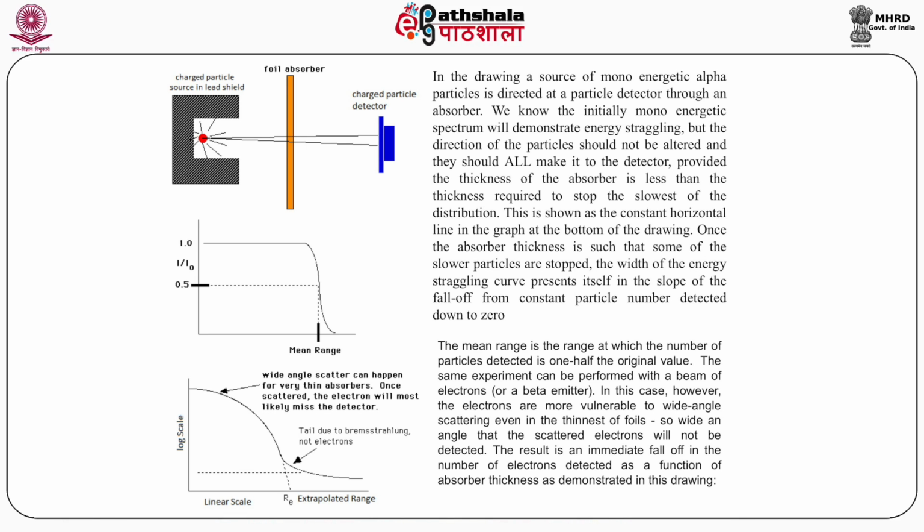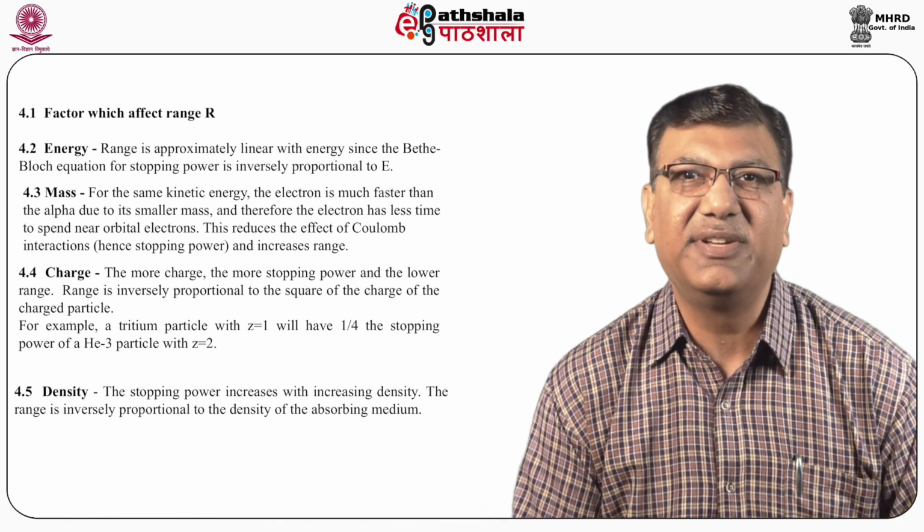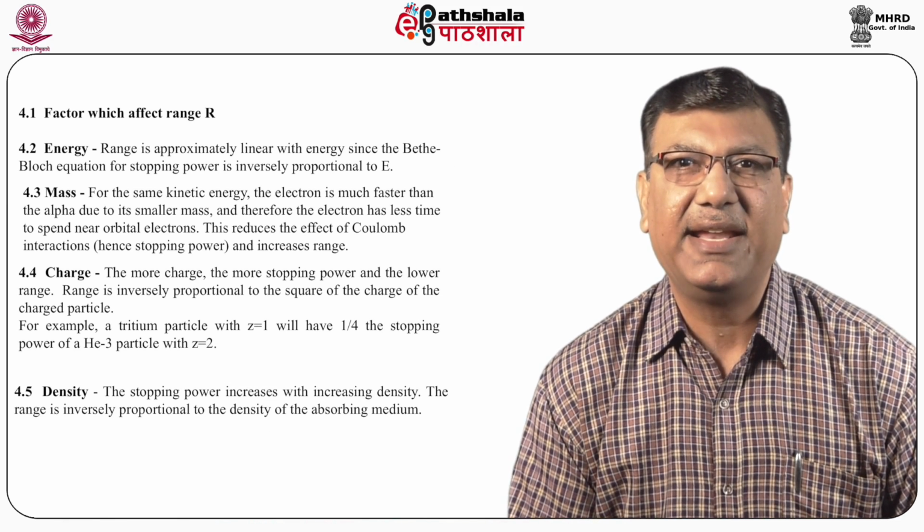In this case, however, the electrons are more vulnerable to wide angle scattering even in the thinnest of foils. So wide an angle that the scattering electrons will not be detected. The result is an immediate fall off in the number of electrons detected as a function of absorber thickness, as demonstrated in the drawing. Here we can see in the graph that there is a bigger penumbra, which is a result of Bremsstrahlung. Factors which affect range are energy.